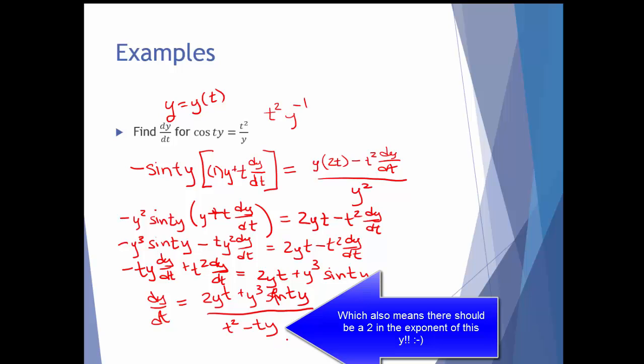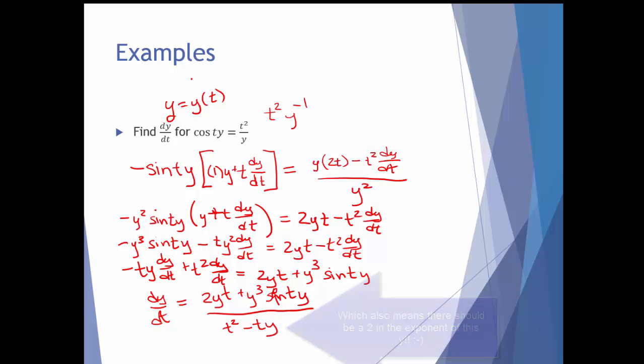So changing this to dy dt instead of dy dx doesn't change much, except that y is now a function of t. So anytime you take a derivative involving a y, your chain rule contains a dy dt instead of a dy dx.